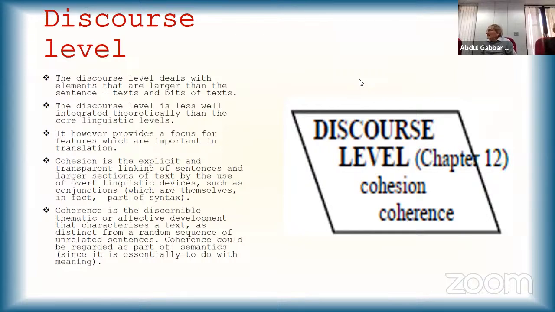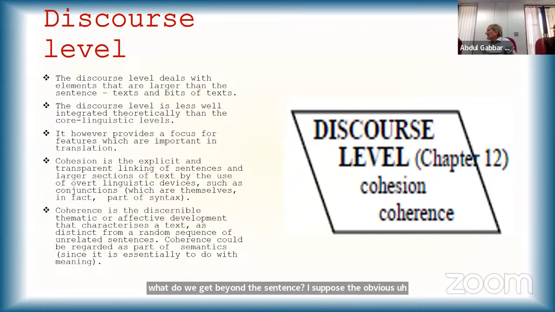Okay. So what do we get beyond the sentence? I suppose the obvious answer is we get to something more like a text. And I'm simplifying here, but I think it's a valid simplification.